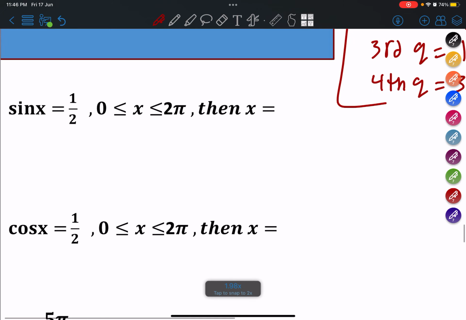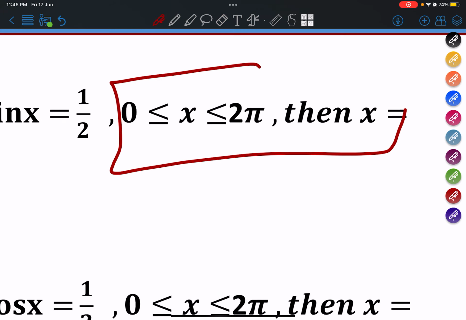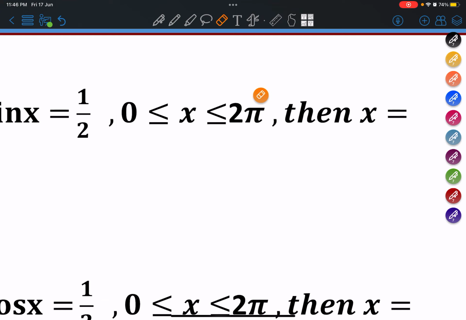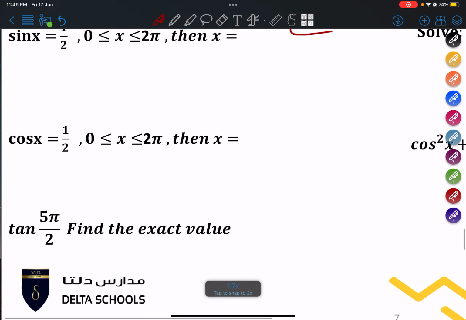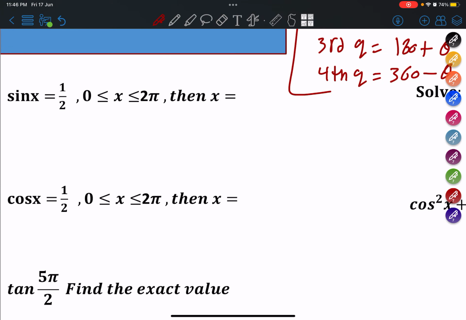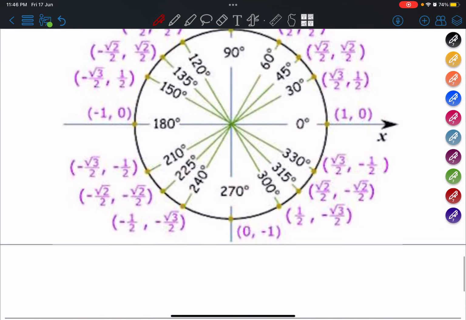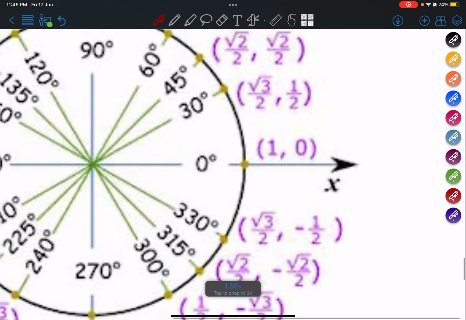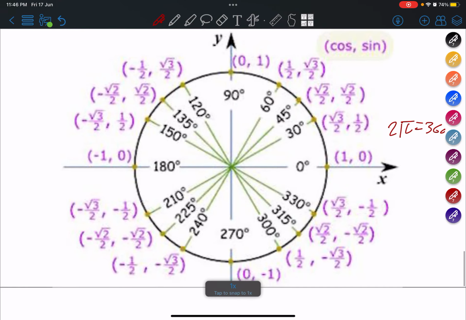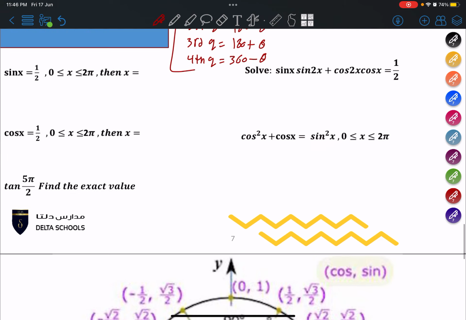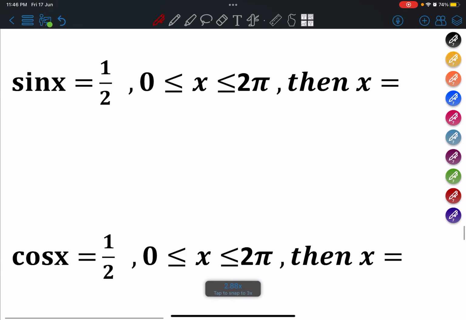So what is sine x equals 1/2? But here, that's the interval. And the interval is basically telling you that he wants the values of sine x, which is equal to 1/2, in between the interval of 0 to 2 pi, which 2 pi is basically equal to 360. So let's just start solving so it makes more sense.